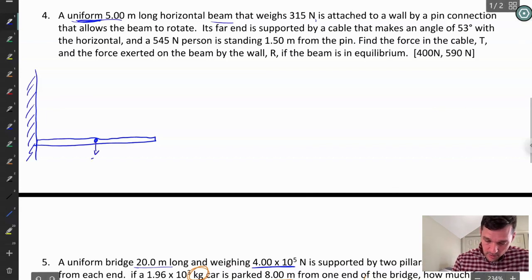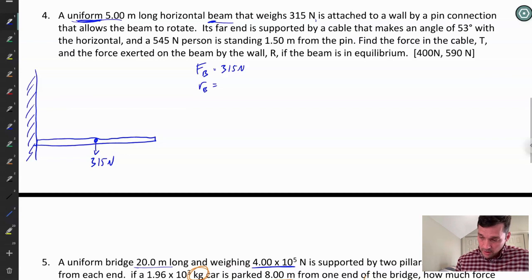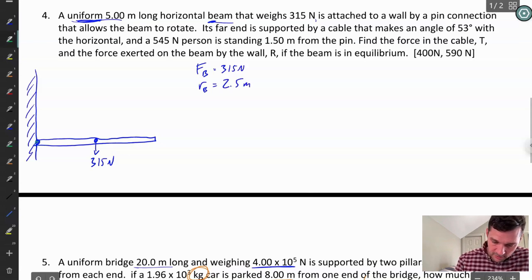So we got 315 newtons acting there. So we've got the, it's called a beam. All right, so the force of the beam is 315 newtons, and the radius of the beam, so to speak, the location where that force is being exerted is, I'm going to say, at 2.5 meters as measured from the left-hand side.